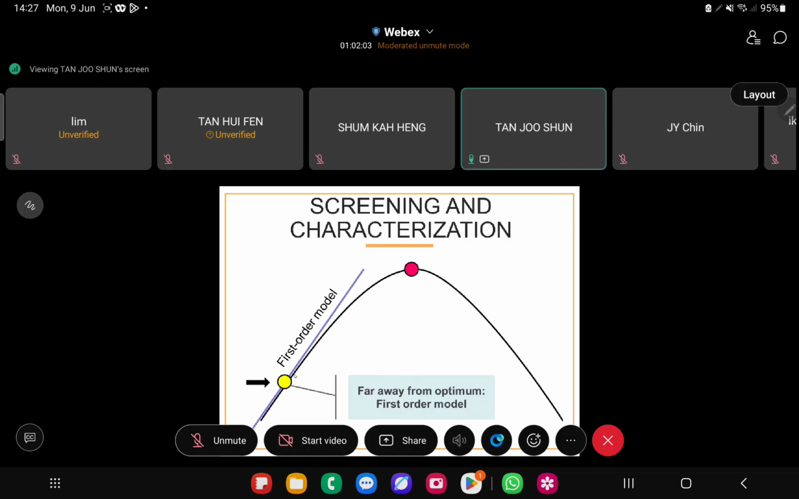You will confirm whether it's significant or not. Yeah, if it's a straight point, yeah.